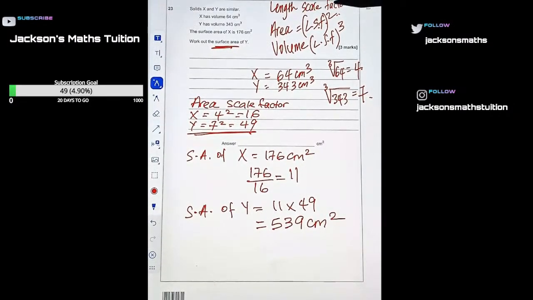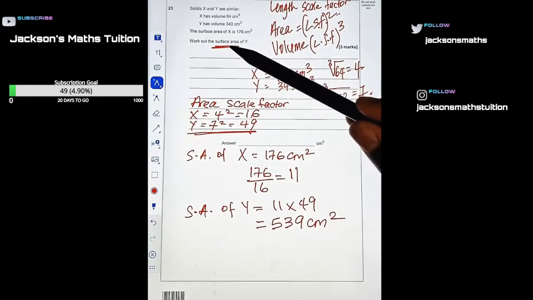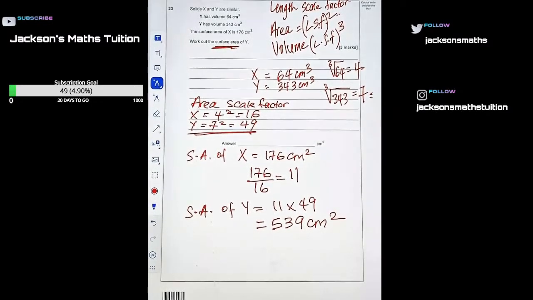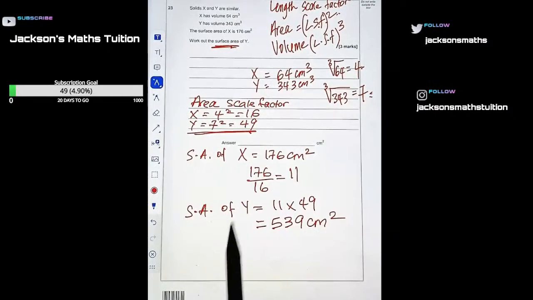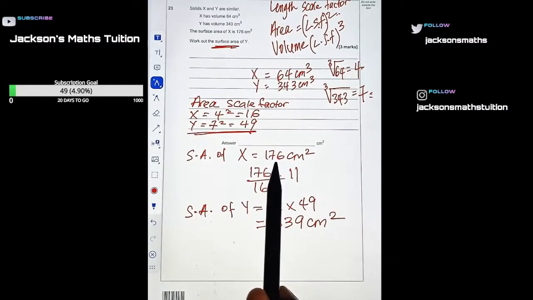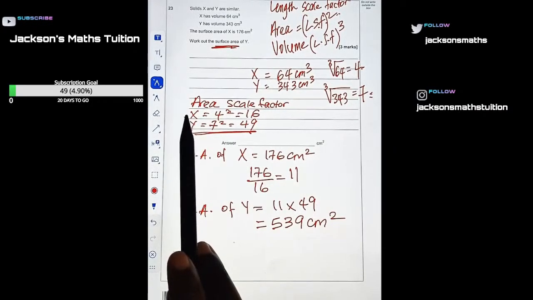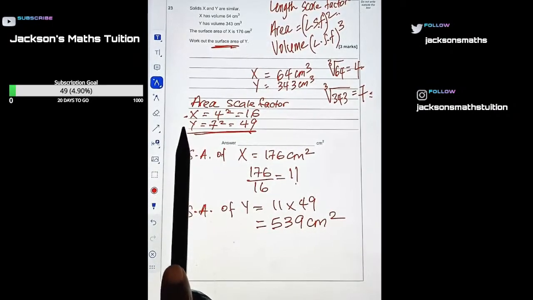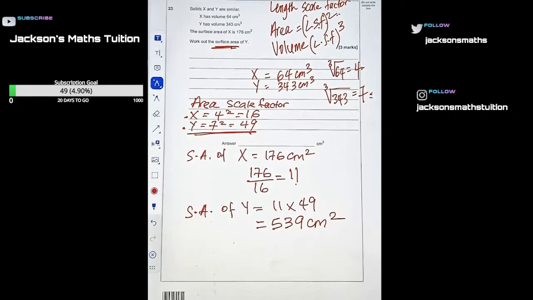Okay, so you need to remember these 3 things here. Once you find the length scale factor, to do area, you square it. To do volume, you cube it. Now, you already got the volume for X and Y, so you're going to do the inverse here, which is to do the cube root. So once you have the 4 and the 7, those are for the length scale factor. Then you need to work out the area scale factor because you're going to have to work out the surface area for Y. So you're going to square those. 4 squared, 7 squared. And then you divide the 176 that they gave you for X by the 16, because that's the scale factor for X. And it gives you 11. And the 11 that you got, you multiply it by the area scale factor for Y, which is 49.